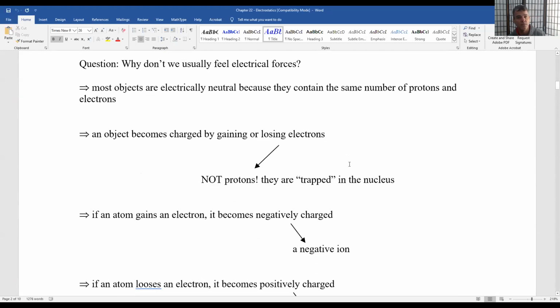So the question is, if electrical forces are so strong, why do we not usually feel them? And that's because most objects are electrically neutral. They are electrically neutral because they have the same number of protons and electrons.